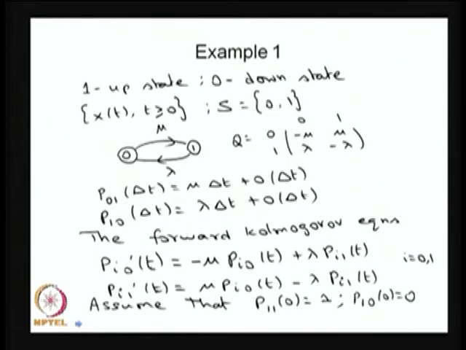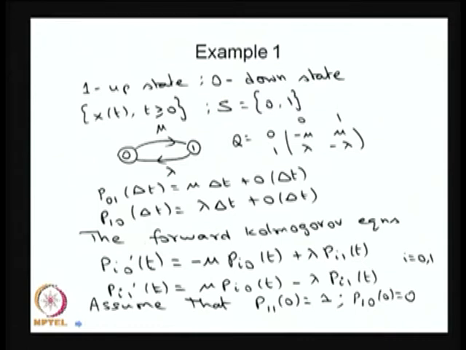Before I go to the limiting distribution, let me give an example for the continuous time Markov chain to get the time dependent solution. This example is the very simplest example, a two state continuous time Markov chain. The default one is time homogeneous. The state space is 1 and 0. 1 you can consider as the up state or operational state, and 0 is the down state, non-operational state.